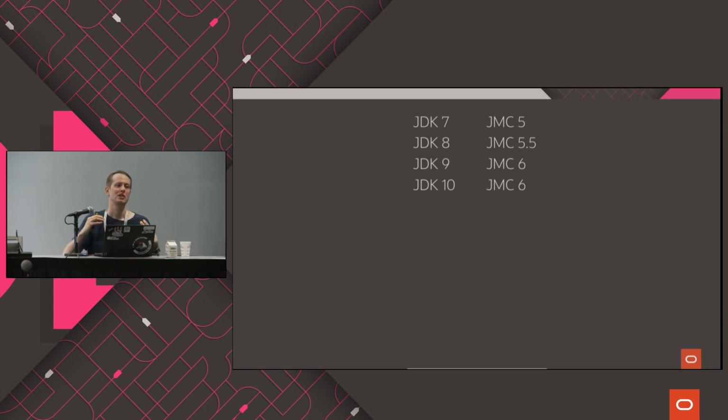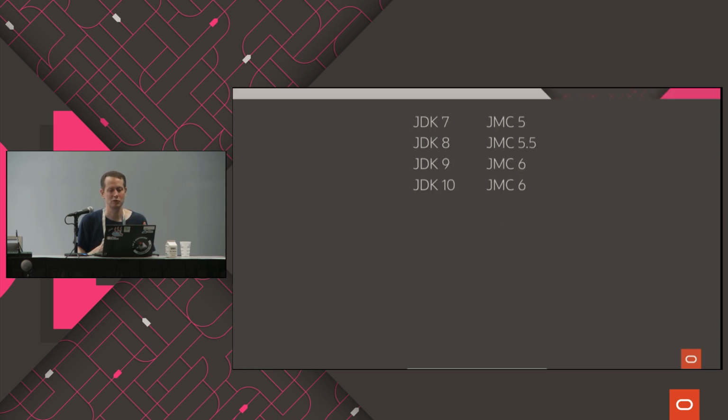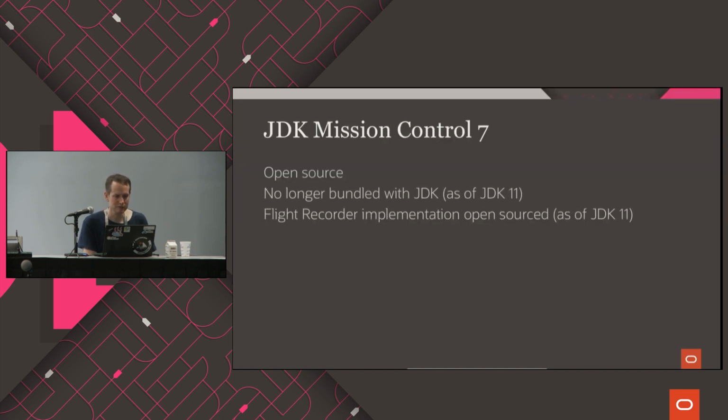And while there's always this attempt to maintain backwards compatibility, so with Mission Control 6, you could open up flight recordings that were recorded with all the earlier versions of the JDK. The opposite is obviously not true because the format was changing. And so generally speaking, you would always want to be using the latest Mission Control, regardless of what target JVM you were actually trying to monitor or analyze.